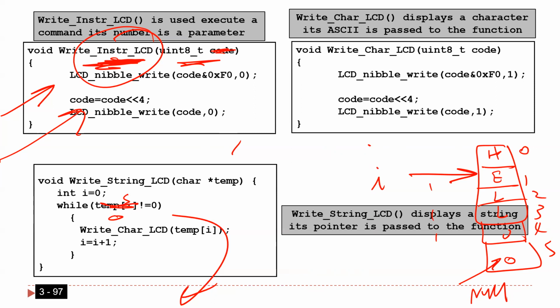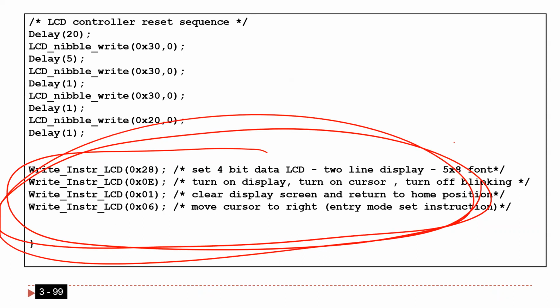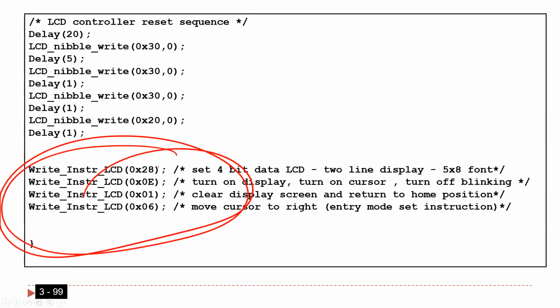Here in the initialization, as I told you, we have to execute some commands, that's why I'm calling this function. The first command here again: how did you come up with this number? Again, this is what is written in the data sheet. They told me that if you are using the 4-bit mode of this LCD, you have to do initialization this way.